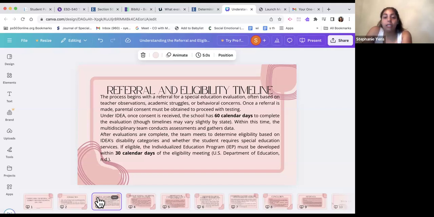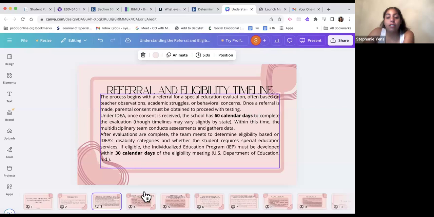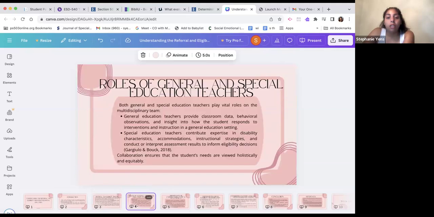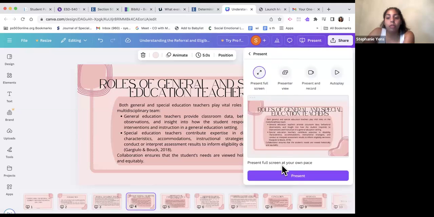So the data that's been collected is very important because after the evaluations are complete, the team meets to determine eligibility based on the IDEA disability categories. So they determine whether or not the student needs special education services. And if the student's eligible, within 30 calendar days, they have to develop an IEP, an Individualized Education Program, for that student. So maybe I should have put it present.